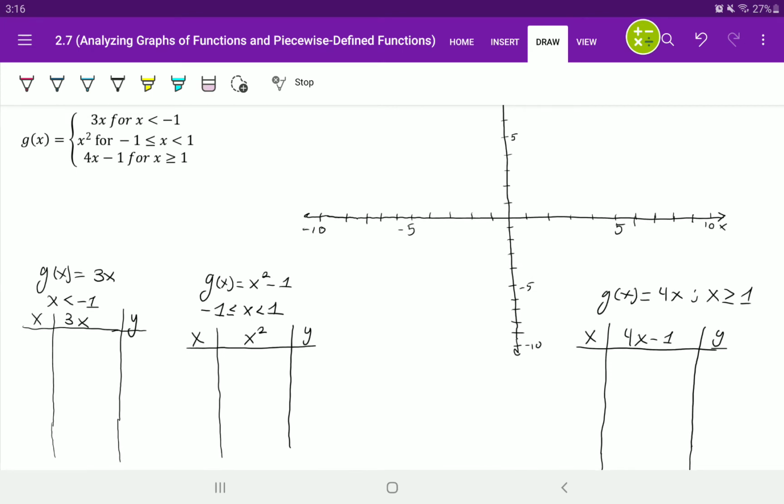Now, I am going to first graph the first one. F of x, or g of x equals 3x for all x values that are less than -1. And I'm going to pick 3 values. So values that are less than -1 are going to be -3 and -2. And although I know -1 can't be less than -1, I'm also going to include that as well, which is -1.